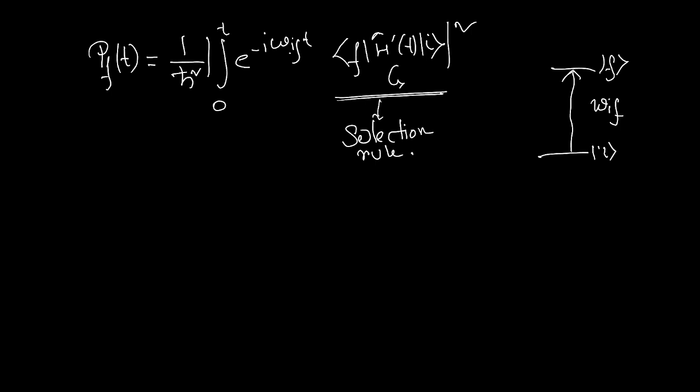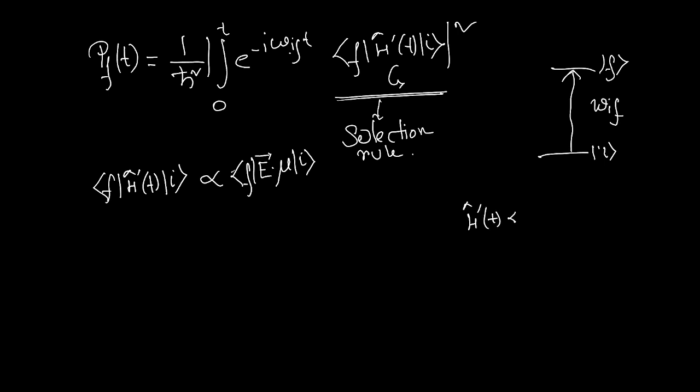Going further, we found this integral of f, H-cut(t), i is proportional to something in which H-cut(t) incorporates the scalar and vector potential, which is a potential in the form of an electric field and magnetic field.